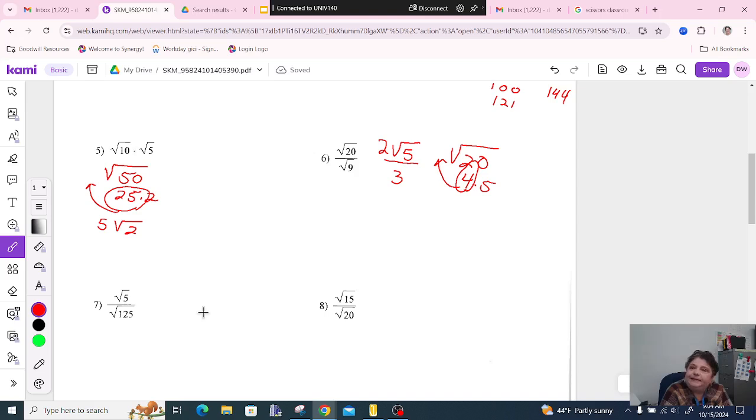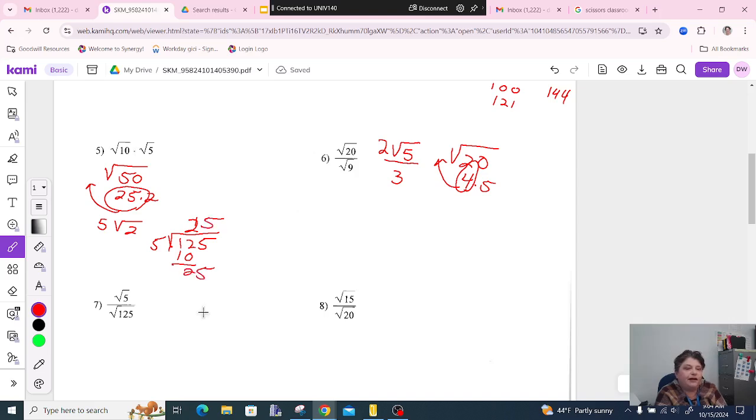Number 7. What am I going to do with number 7? Right here, can 5 divide into 125? Yeah. So the square root 125 divided by 5 is just 25. Does everybody agree with that? Oh, that'd be 2. Yeah, 25 would be 5.